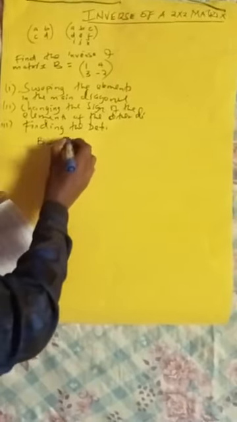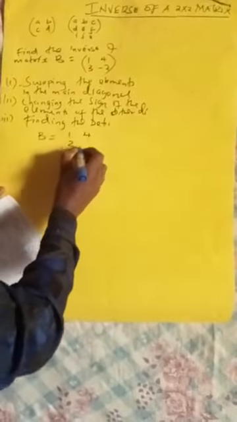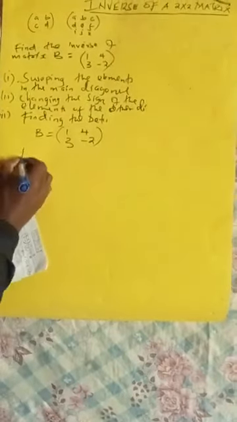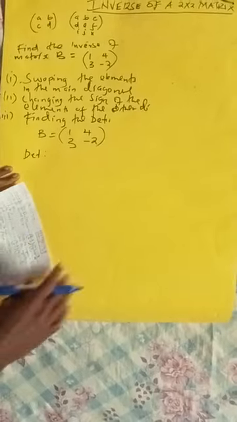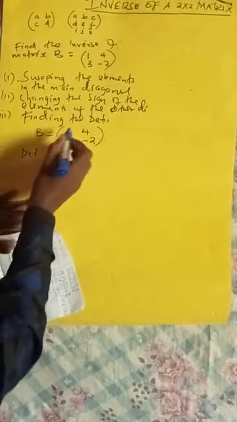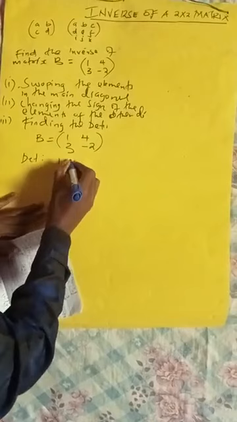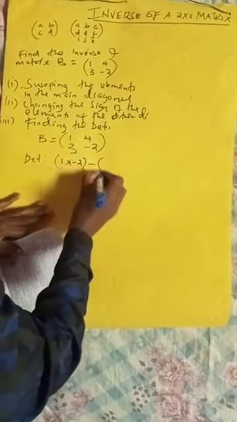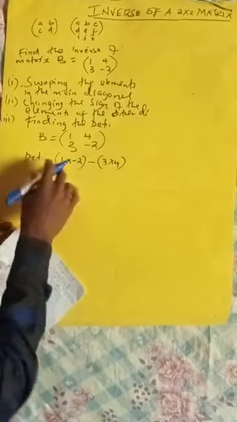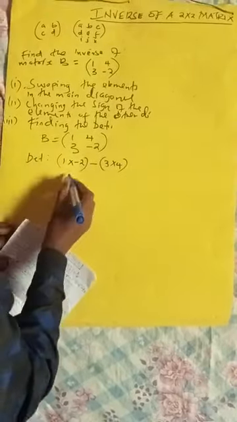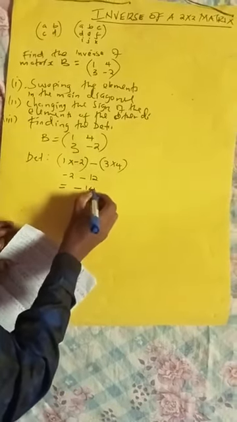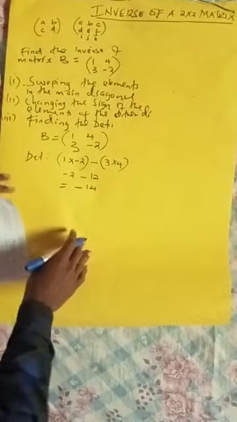The inverse of matrix B, which is 1, 4, 3, -2. So let's start with the determinant D. I will not repeat what I said in the previous lesson, but I'll just go very fast. Product of the main diagonal, that is 1 times -2, minus product of the other diagonal, that is 3 by 4. 1 times -2 is -2, minus 3 by 4, that is 12. This one is giving us -14. So that is the determinant.